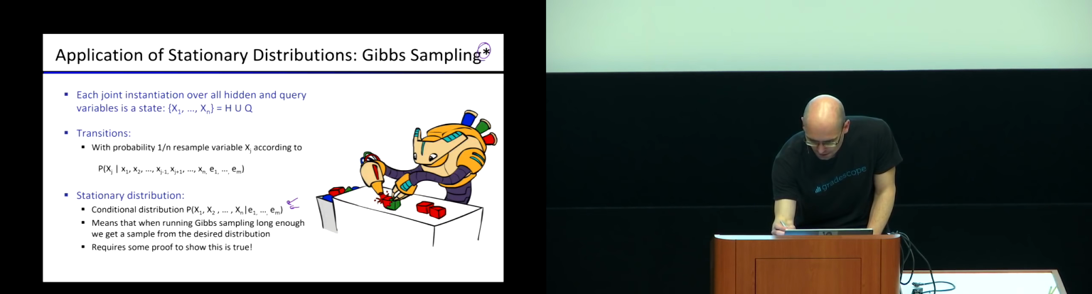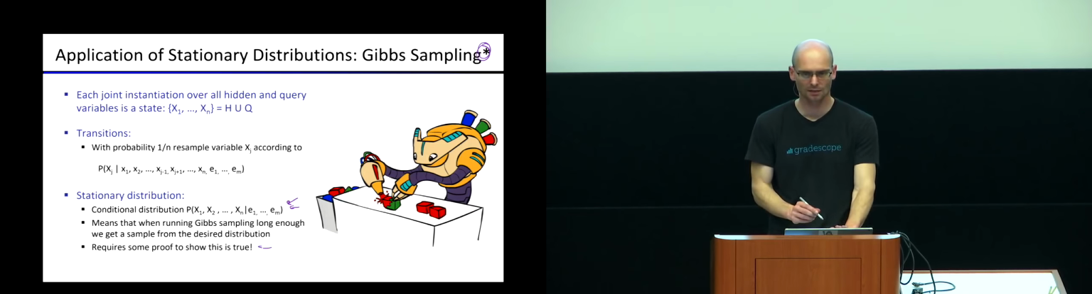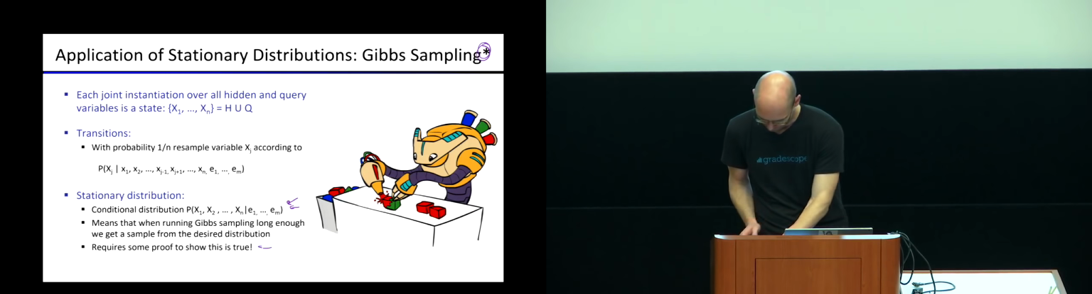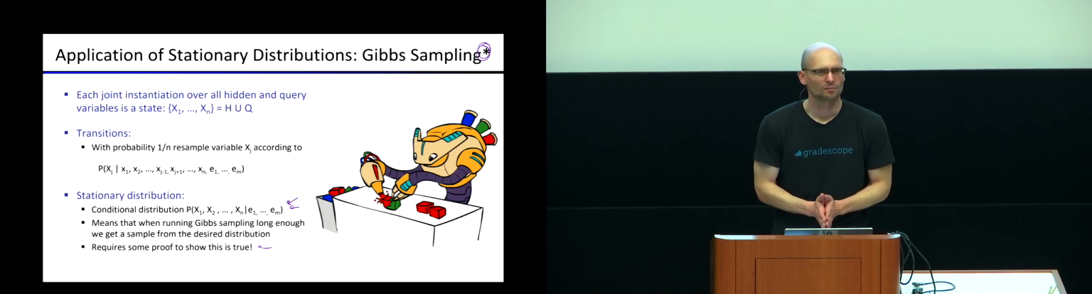So this star also means that it's not expected that from this slide you understand how the proof would work, but I just want you to know that this is out there. Any questions about Markov models?